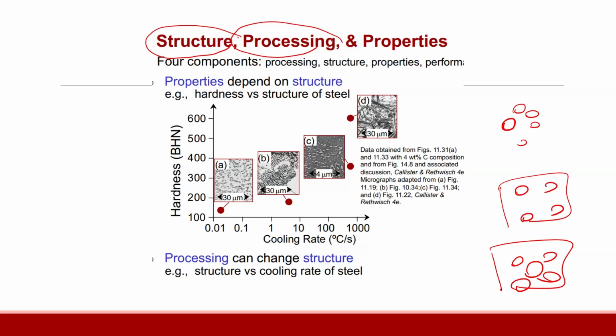And also the processing, whether we heat up, whether we cool, whether we are heating up fast and cooling slowly, this processing method can change the structure. So it is important to know the structure and also know the processing methods and how these processing methods are affecting the structure, because these two are related to the properties that we get. So we are going to study all this throughout the course. This is just an introduction.